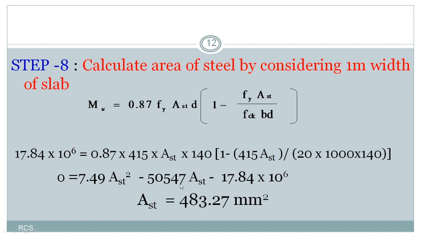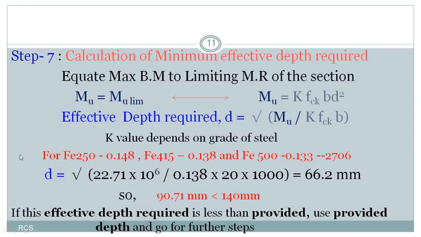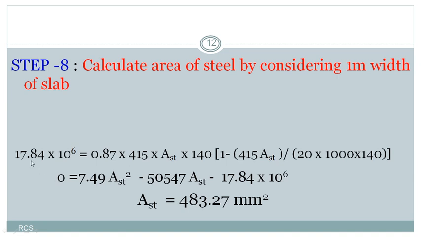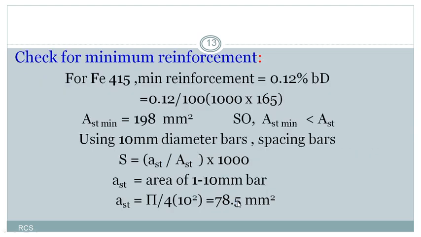If you simplify this equation, right? And here Mu is not a correct value. Mu is 22.71 here. Again, this is a copy paste mistake. 22.71 into 10 power 6. Please, students, correct it. This is 22.71 into 10 power 6. So if you calculate that, we'll get the Ast value is 483.27 mm square, right?